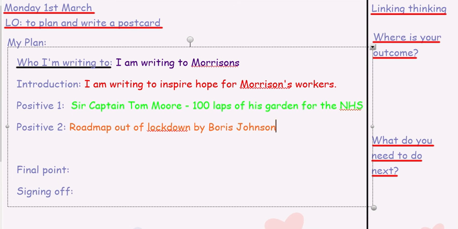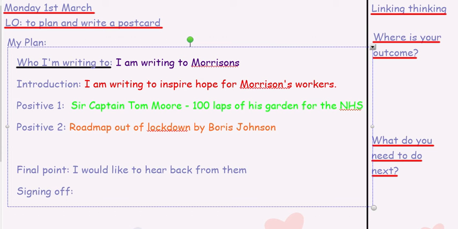Okay, so here are my 2 positives that I'm going to focus on. And then final point. So the final point is including I would like to hear back from them. Now obviously if you're writing your postcard to somebody that you don't know, then please be careful about talking about hearing back from them. You can always get them to write a postcard back to school because that would be the safest thing, but I want you to make sure that you are comfortable with receiving a postcard back, so please be careful with that, and please ask your grown-ups permission.